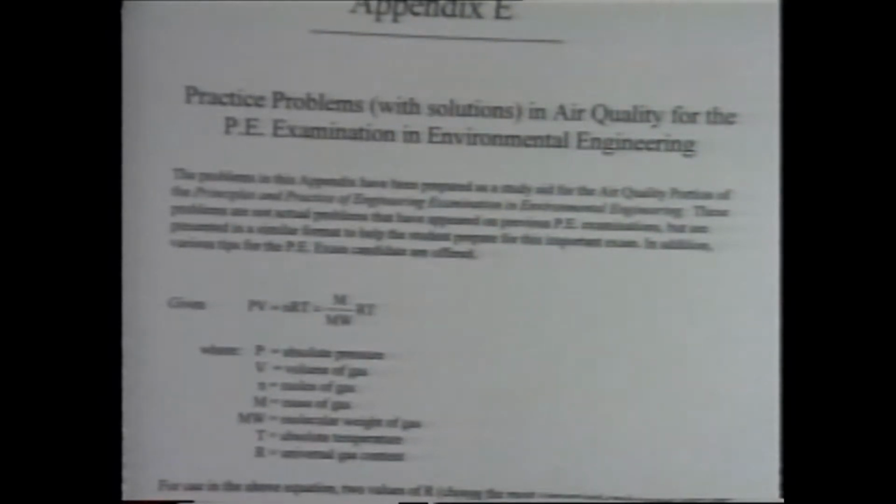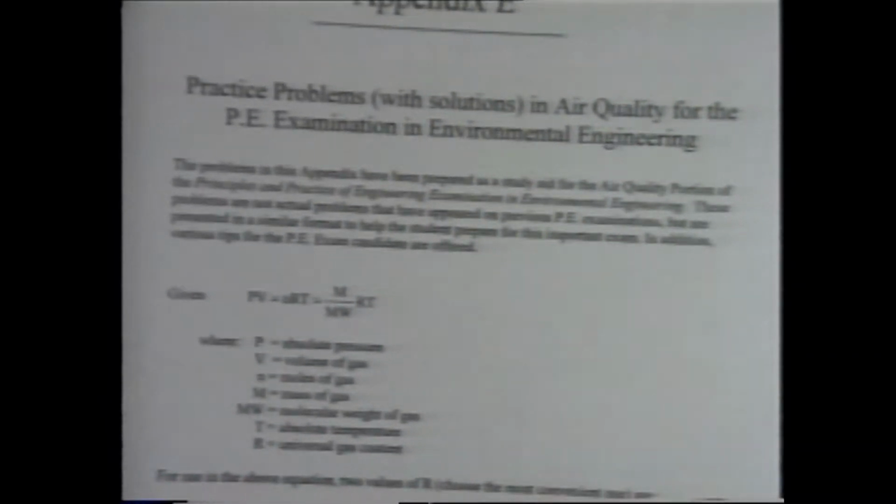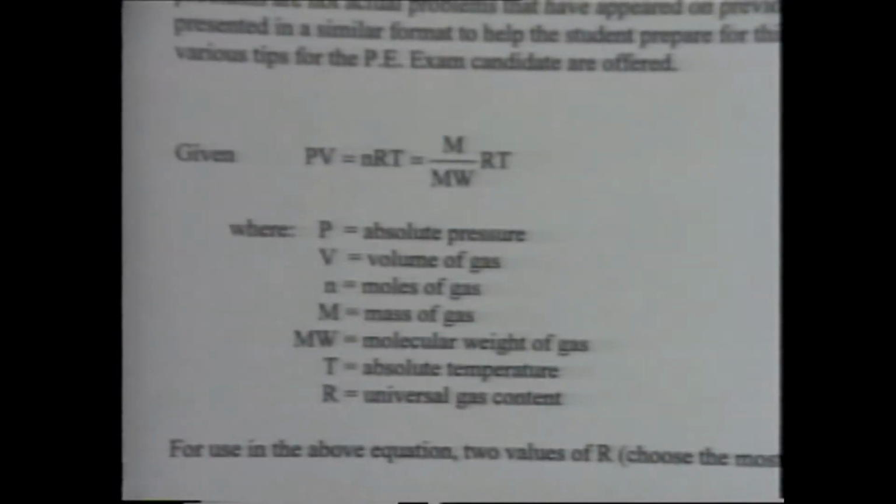I'm going to be focusing on the practice problems in air quality for the PE examination that is presented in the back of the text in Appendix E. And of course, the very first thing that shows up here is the ideal gas law, which all of you learned in high school chemistry, but which is certainly a massive tool for us in air pollution engineering. Air behaves as an ideal gas, and with this simple mathematical expression relating the pressure, volume, and temperature of an ideal gas to the number of moles, we have a way to solve a great number of problems.